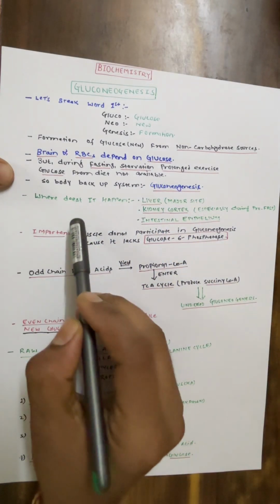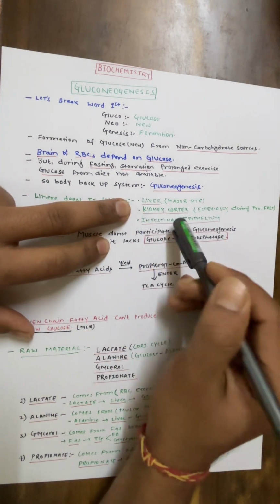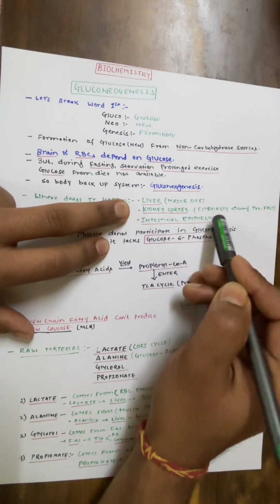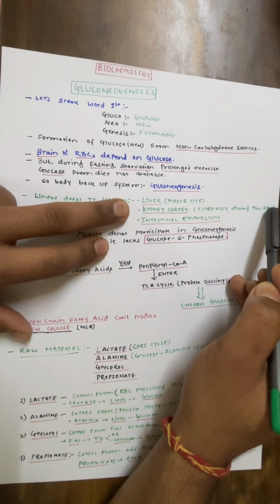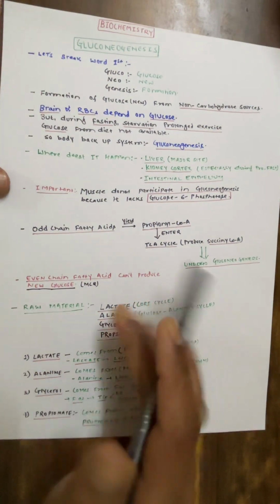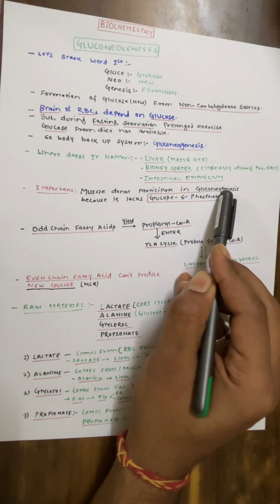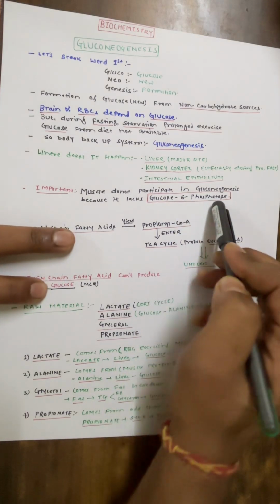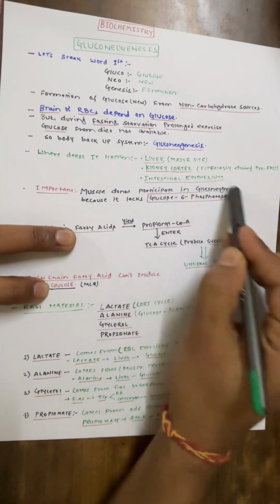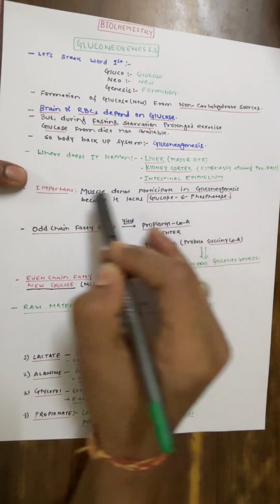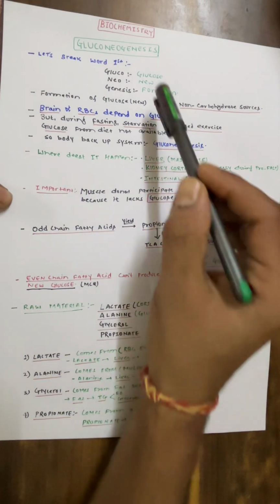Now we learn where it happens. The major site is the liver, and also the kidney cortex and intestinal epithelium, the kidney cortex especially during prolonged fasting. The important thing is that muscle does not participate in gluconeogenesis. Gluconeogenesis never occurs in muscles because muscles lack an enzyme called glucose 6-phosphatase. We'll learn this enzyme in the flow chart. That's why muscles don't participate in gluconeogenesis.